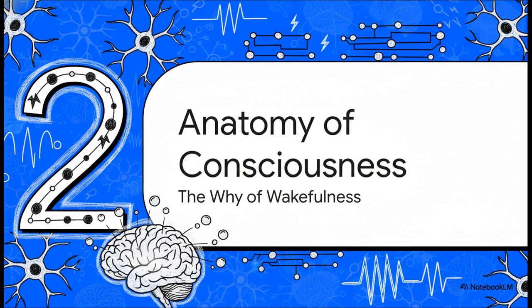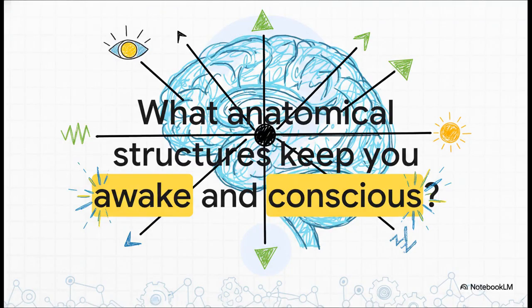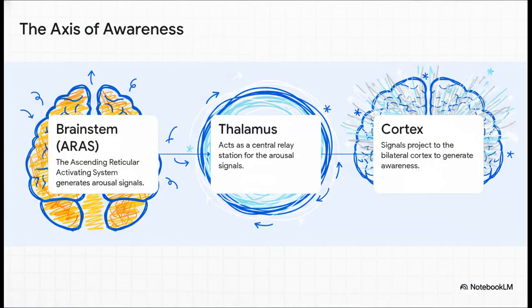So to really understand the pathology, we've got to master the physiology first. Let's peel back the layers and look at the actual neuroanatomy that keeps us conscious. So what is it? What are the actual structures in the brain that are responsible for keeping us awake, alert, and aware of the world? It turns out it's a beautifully organized system, an axis, really. And here it is, the axis of awareness.